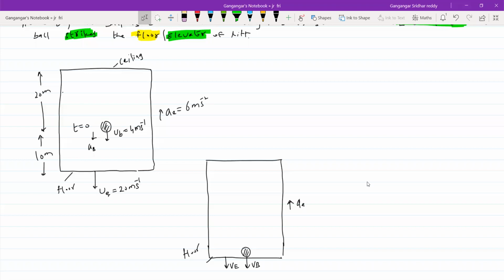This is t equals 0. This happens after some time t. So let's get into the basic formula. Here I'll define the position of the ball with respect to the floor. Floor I'll write F, ceiling I'll write C symbol, and B is the ball. The position of the ball with respect to the floor finally minus the position of the ball with respect to the floor initially equals UBF t plus half ABF t squared.